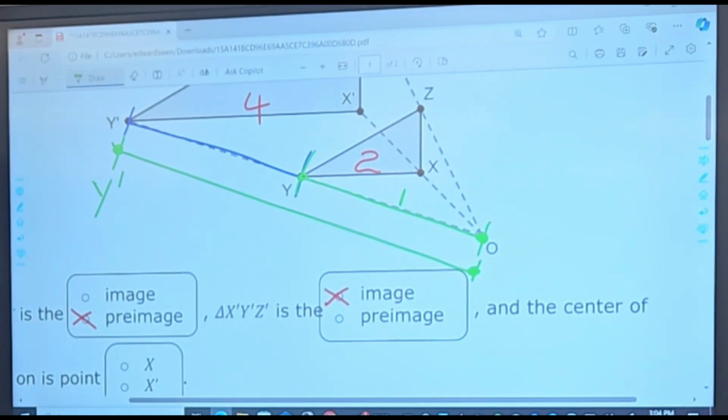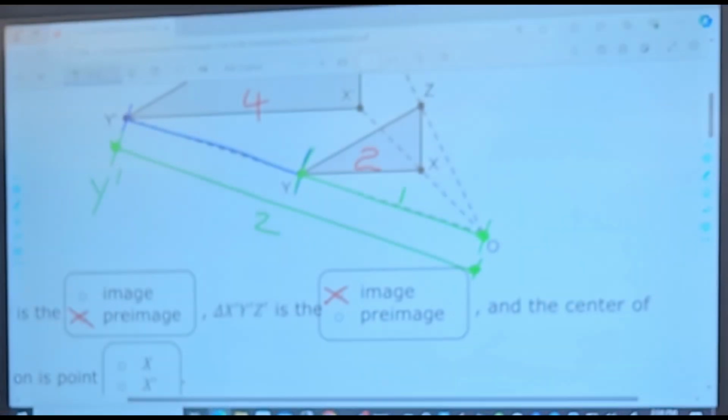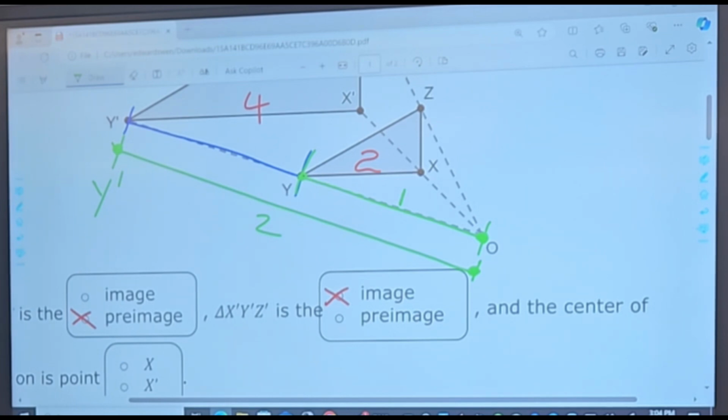2. 4. It will be what? 4. All right, he says 4. What do you say? 2. Why 2? Because the image is 2 times bigger than the pre-image. That's it. Because the ratio is 2. So if this is 1, then this would be 2, right? So it doubles. Okay. Because it's corresponding, Y to Y prime from the center.